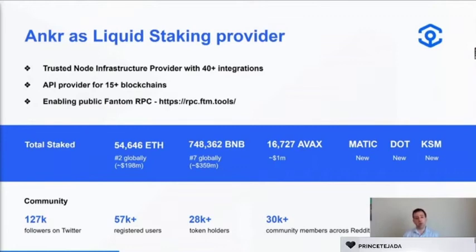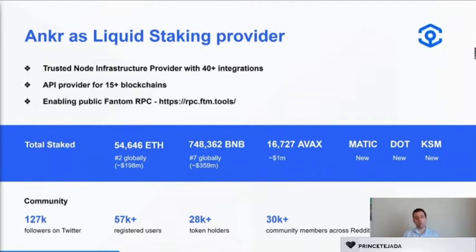Our decisions and how we run the company are not based on venture capital funds that are trying to guide our decisions depending on their interests. So we're running basically independently. We're opening the Ankr DAO, as I mentioned before, which will really put the decision keys to the community. And we're also offering APIs for more than 15 blockchains for developers to develop. And we're also enabling public Fantom RPC that you might be familiar with, which we're also expanding to other networks.